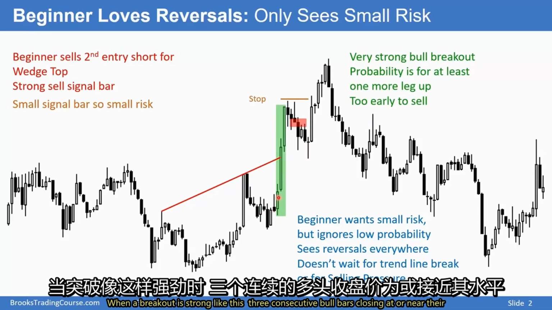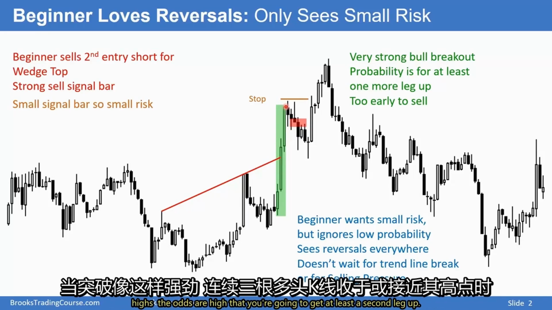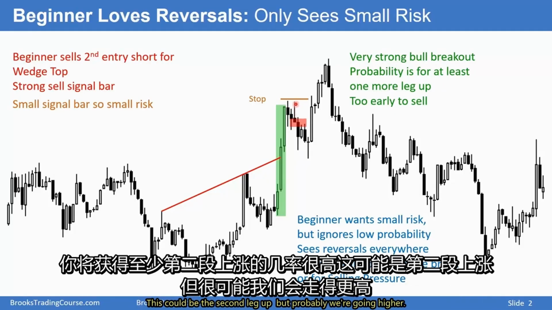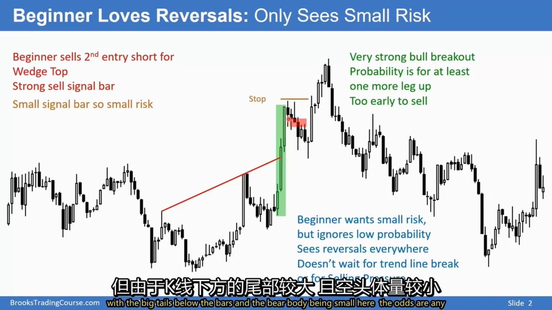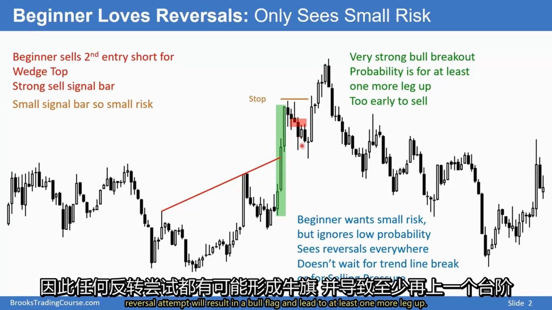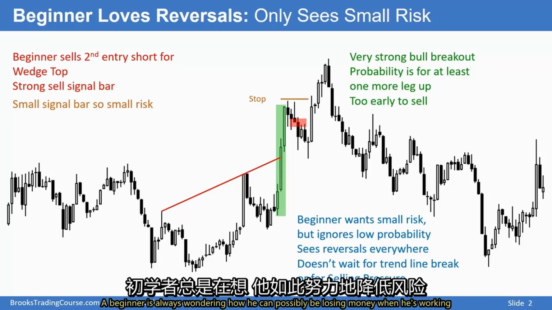When a breakout is strong like this, 3 consecutive bull bars closing at or near their highs, the odds are high that you're going to get at least a second leg up. This could be the second leg up, but probably we're going higher. If these bear bars closed on their lows, then maybe this would be the end of the move, but with the big tails below the bars, and the bear body being small here, the odds are any reversal attempt will result in a bull flag and lead to at least one more leg up. It's too early to sell.